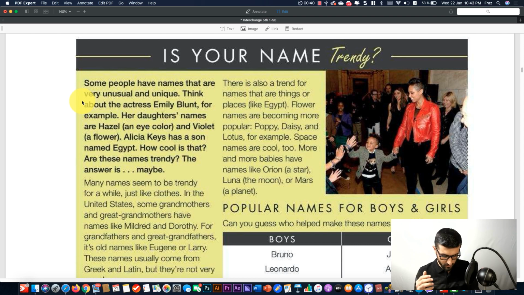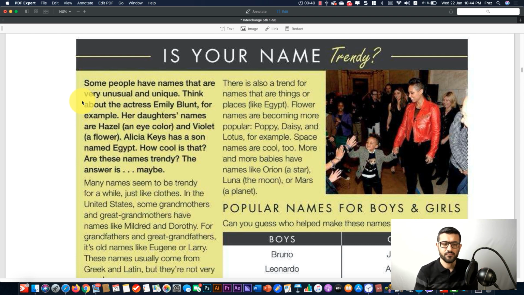Unusual and unique. That means very strange. And unique means only one of its kind. That means there's only one maybe, that there are no other people with this name. Almost very few, okay? Think about the actress Emily Blunt. I'm sorry if I am mispronouncing the names.